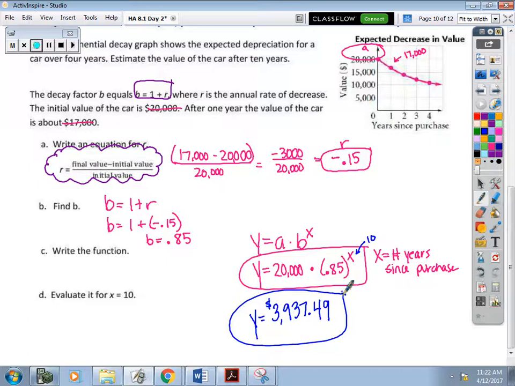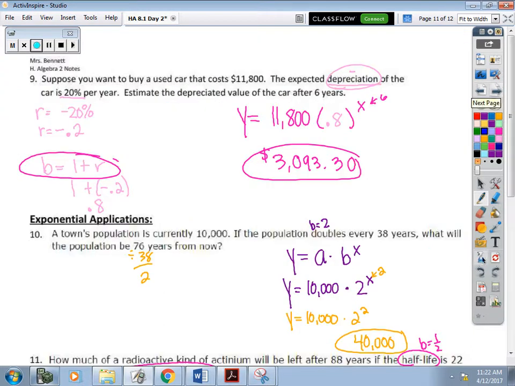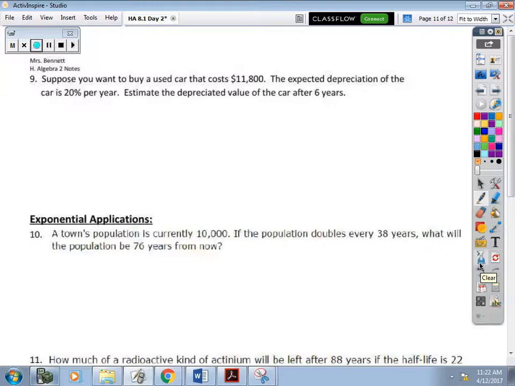So the next example is the same scenario. You have a car, depreciating value. Uh-oh. Spoiler alert. One second here.